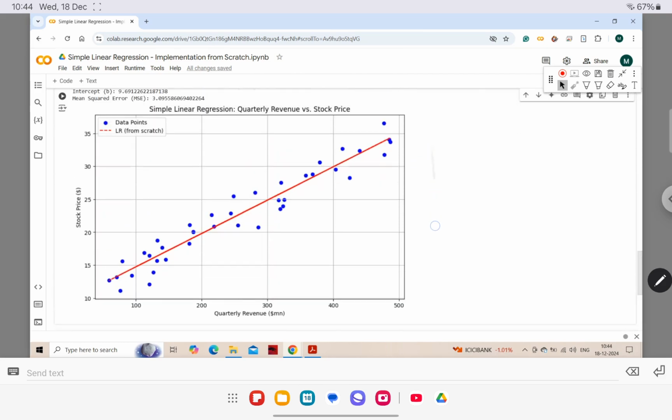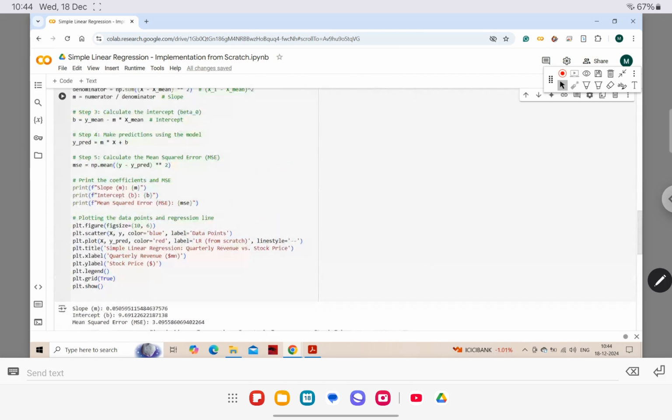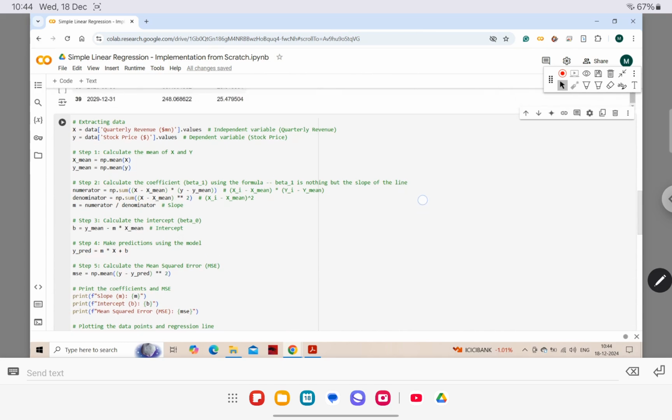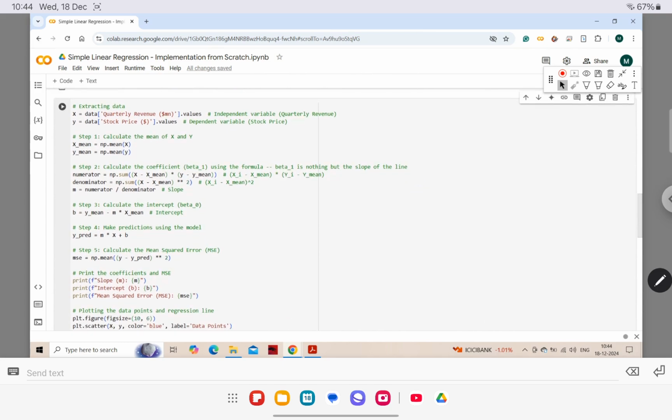Here in this cell, we try to calculate beta naught and beta 1. At the very beginning, we first separate the independent variable and the dependent variable: x and y, quarterly revenue and stock price.